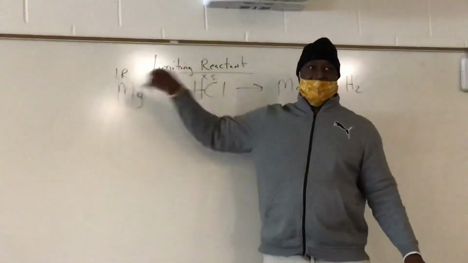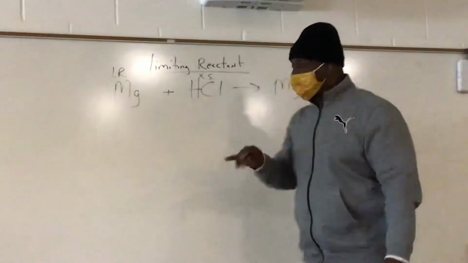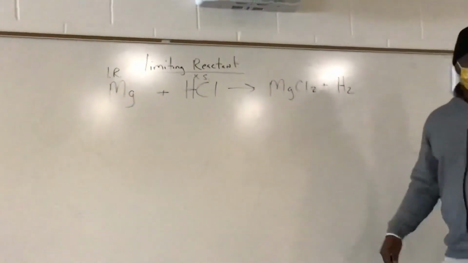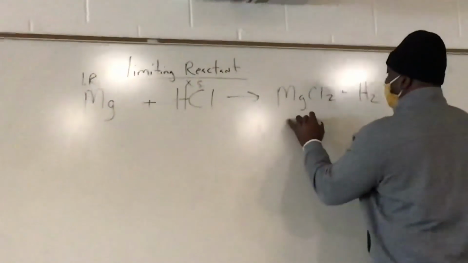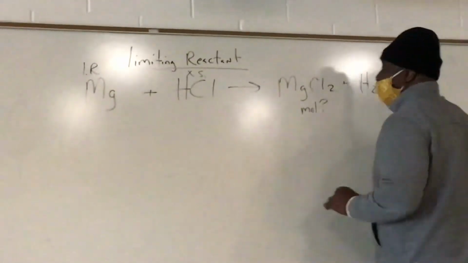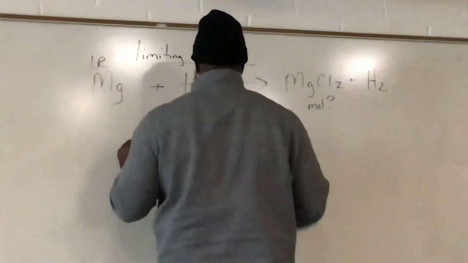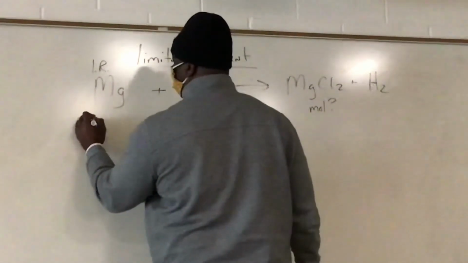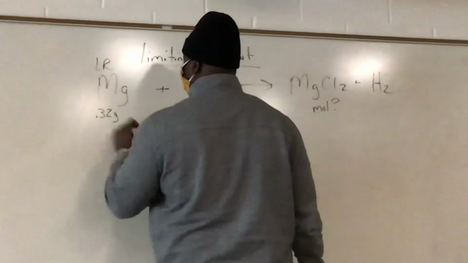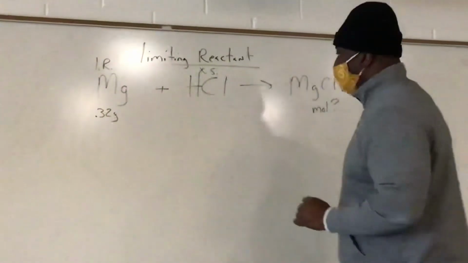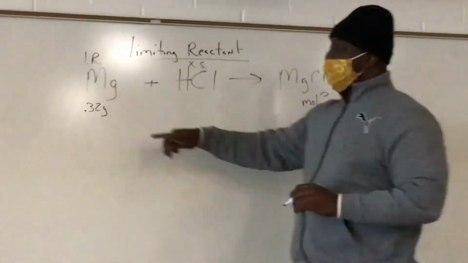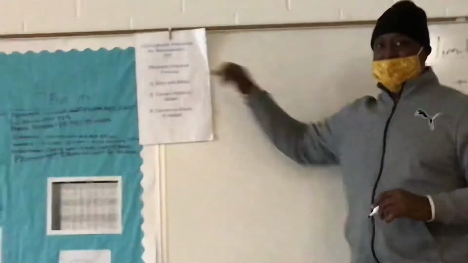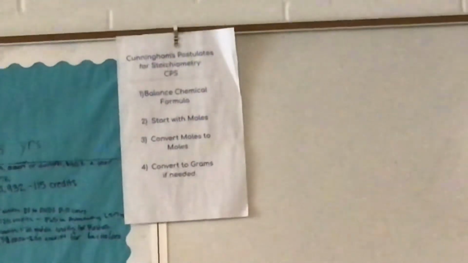If I can react all of it, then I can make an accurate prediction about how much product I should be able to make. So, the real question is that right there. And I gave you the amount of magnesium. What was it? It was 0.32 grams. Now, let's go over here. Step one, balance the reaction. Is it balanced? Now it is.